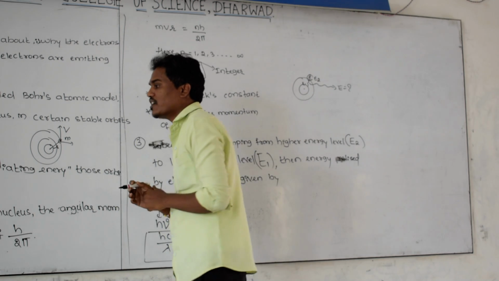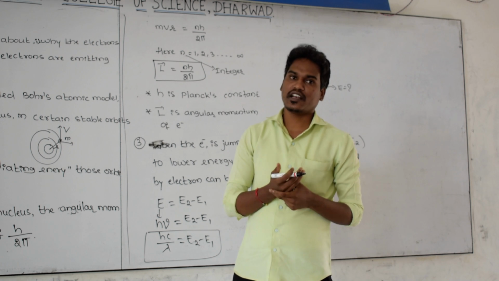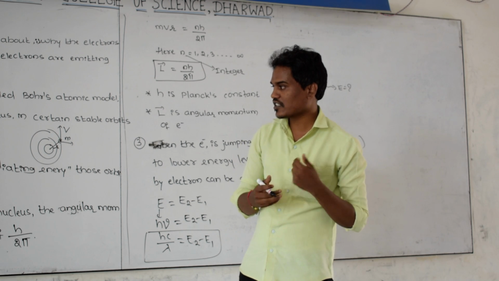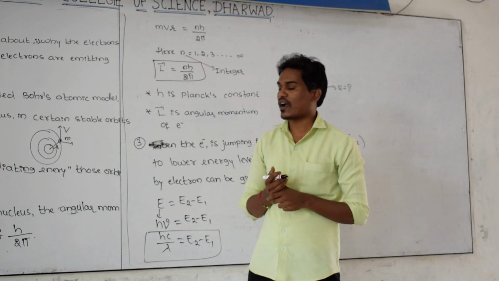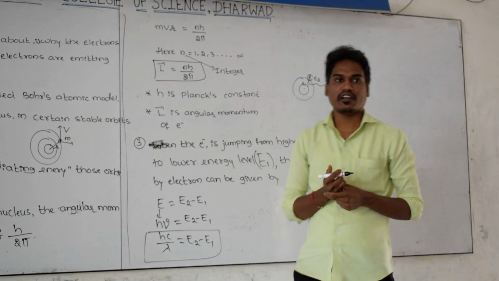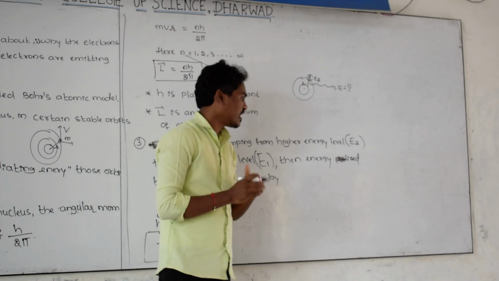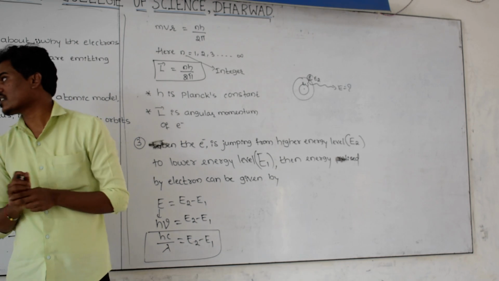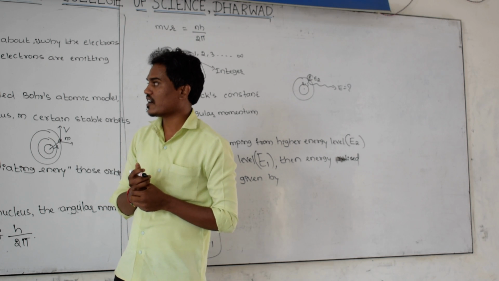And these are the important postulates given by Niels Bohr regarding the revolution of the electron around the nucleus, that is the first one. Regarding what you mean by stationary orbits, that is the second one. The next one is how to find the angular momentum of the electron while it is revolving around the nucleus. And the next is how to calculate the energy whenever the electron makes a transition from a higher energy level to a lower energy level, which can also be given by this formula. These are the important postulates given by the scientist Niels Bohr in 1933.